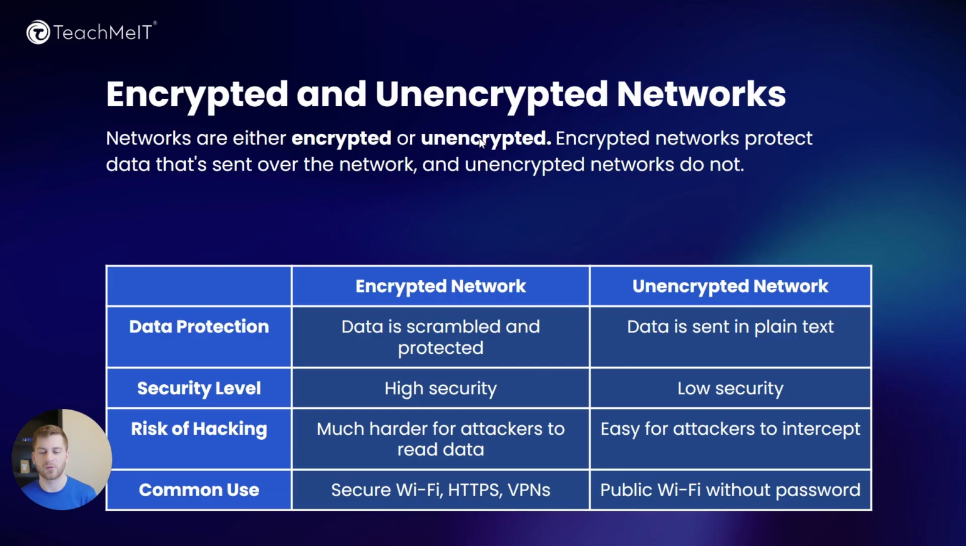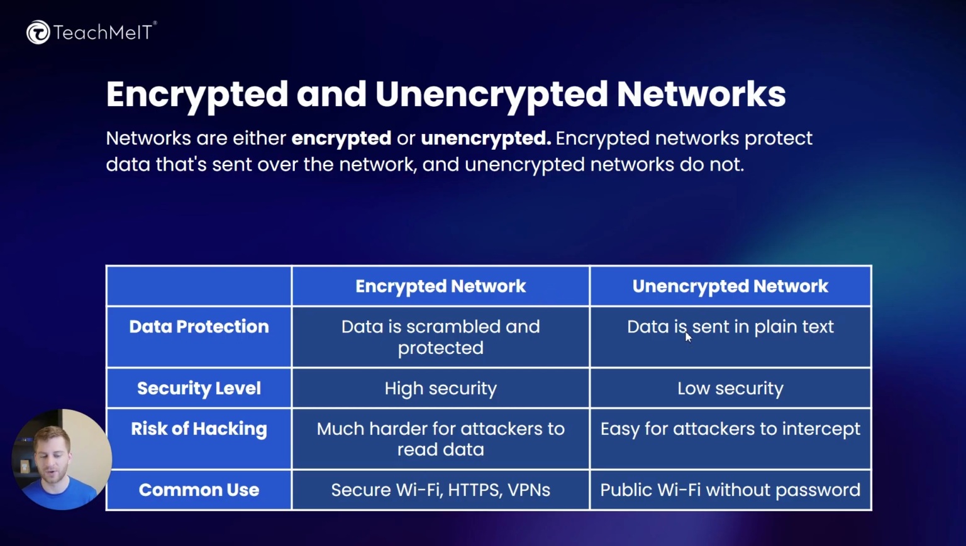Encrypted and unencrypted networks, and we don't really need to cover this. Unencrypted networks are networks that don't have WPA, WPA2, or WPA3 enabled. There's no reason why they shouldn't have it enabled. It's essentially public Wi-Fi without a password. Encrypted networks, they use some sort of encryption, WPA, WPA2, ideally WPA3. That's really all you need to know.